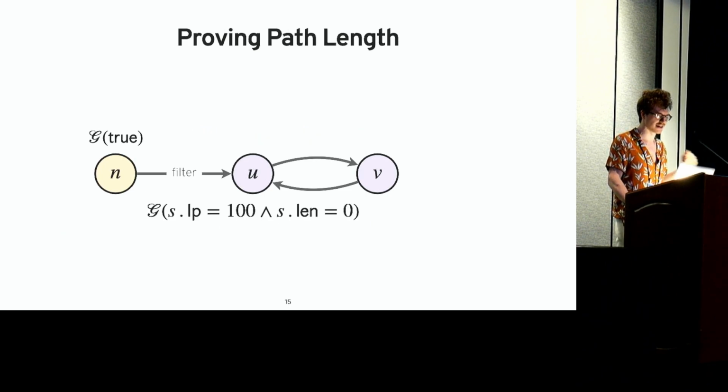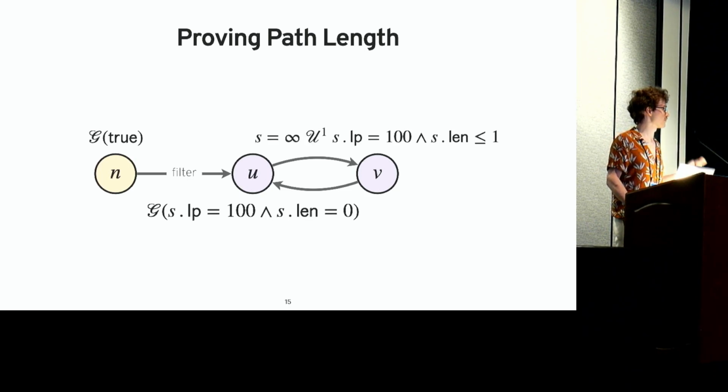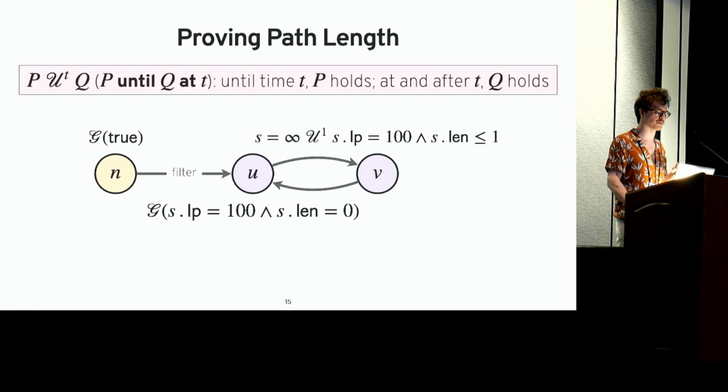We don't just have G, we have other kinds of temporal operators. If we wanted to prove something about path length, we might start with globally invariants like these ones at n and u. If u will always have a route with local preference 100 and a length of 0, we can say that v will eventually have a route with local preference 100 and length at most 1. To do that, we use the until temporal operator, the curly U, which says that in this particular example, v has no route until time 1, and then at and after that time, it will have a route with local preference 100 and length at most 1.